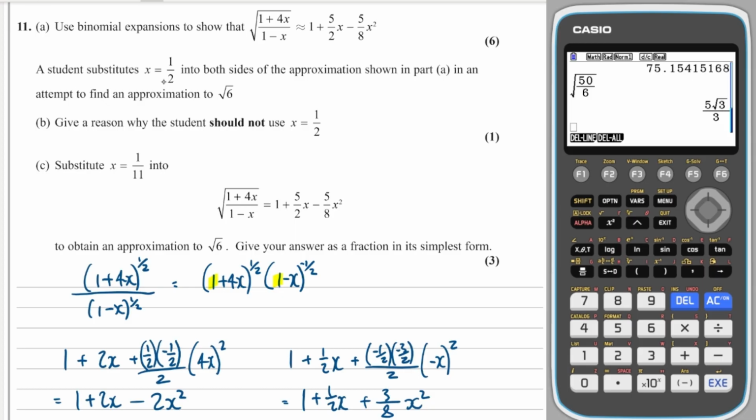A student substitutes x is equal to a half into both sides of the approximation shown in part A in an attempt to find root 6. Give a reason why the student should not use a half. Well, if we look at this one, that's only valid when the modulus of 4x is less than 1. So that means when x is less than a quarter. So x equals a half is not valid.